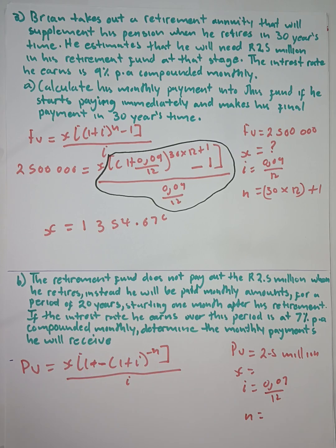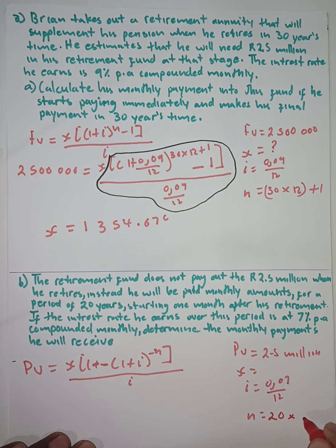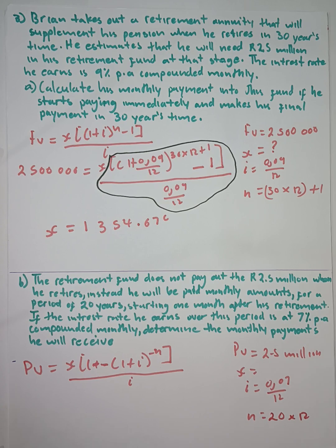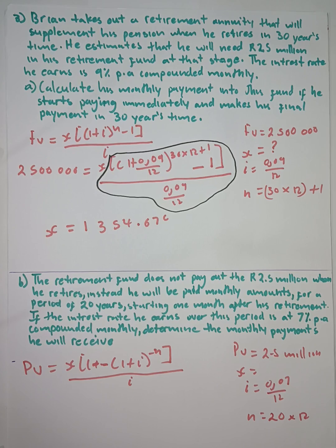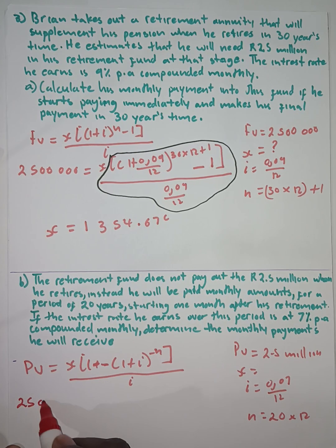In 12 months he would be paid 12 payments. So in 20 years you take that 20 and multiply it by 12 to get the number of payments made. With the present value annuity, remember there is a gap between the day of the loan, if it's a loan, and the day you pay the first payment. So this will be 20 multiplied by 12.